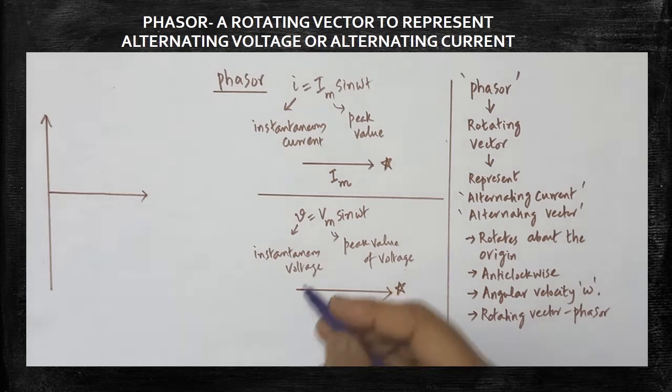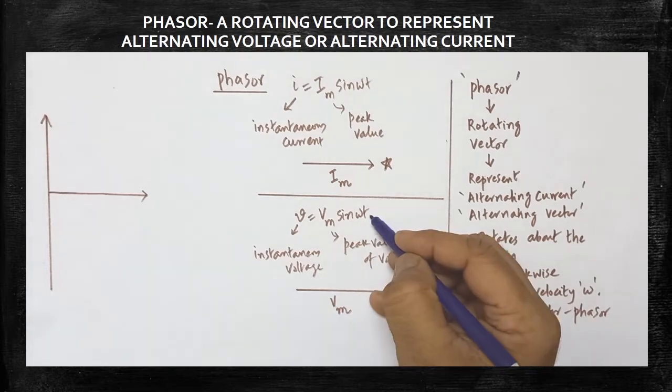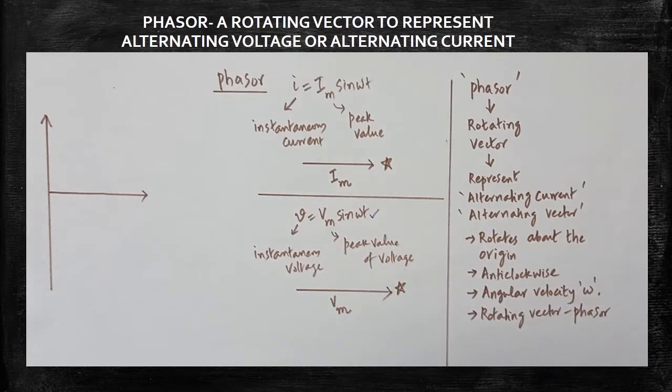Here, I am going to draw the phasor for this equation. As I have told earlier, the length of the line segment must be equal to the peak value Vm. Therefore, this portion to be taken, Vm, the value of the length of peak value must be taken.